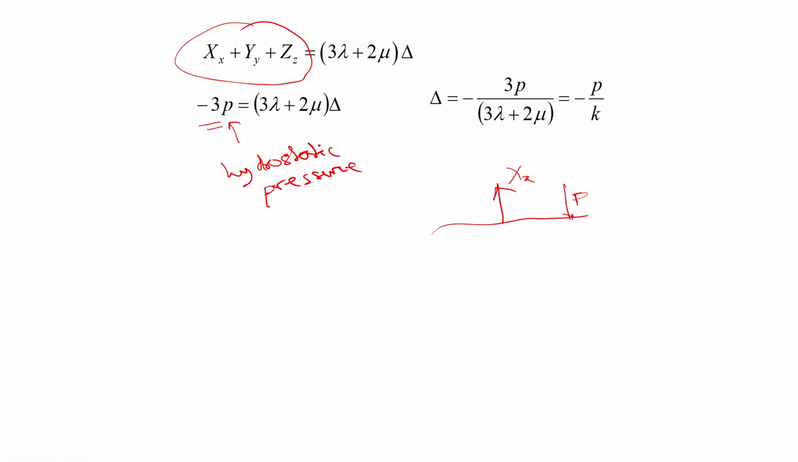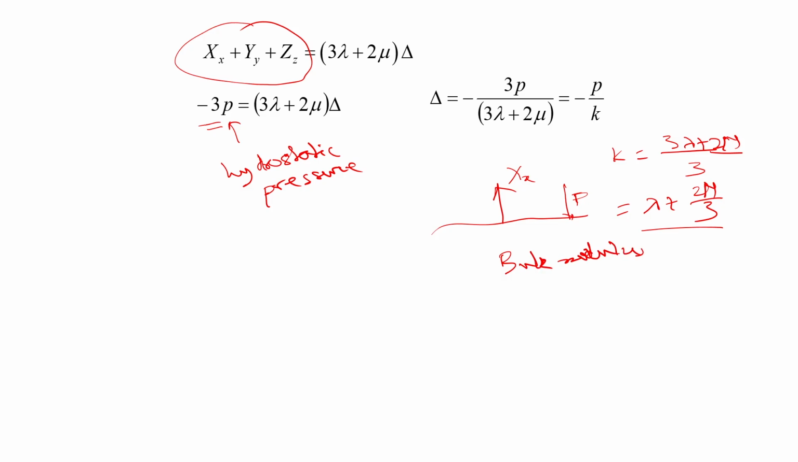So, here we take delta equal to minus 3p by 3 lambda plus 2 mu, and so that is equal to minus p by k. This particular term k is actually 3 lambda plus 2 mu by 3, which is represented by lambda plus 2 mu by 3. So, this quantity k is called the bulk modulus.